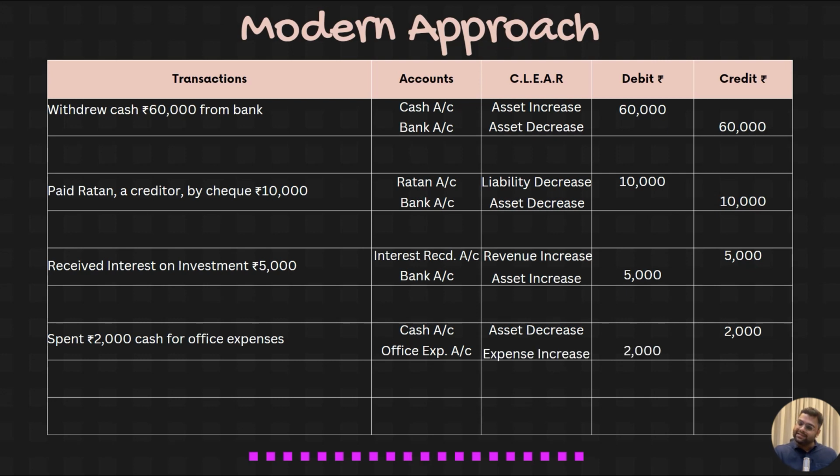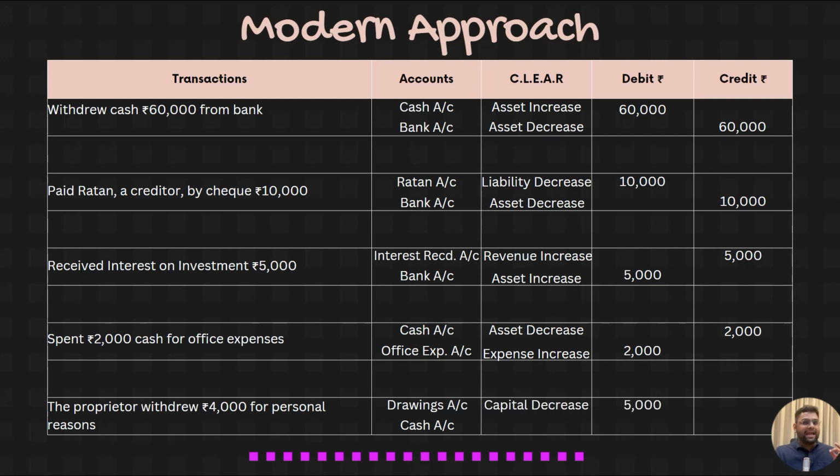Expense increase is debit. And lastly, the proprietor withdrew ₹4,000 for personal reasons. The two accounts here are drawings account and cash account. Drawings is the proprietor taking money out of the business. So it will be treated as capital decrease. Capital decrease is debit, therefore drawings will be debited. And secondly, if money is taken out of the business, cash, which is an asset, reduces. Asset decrease is credit. I hope you've followed the modern approach.